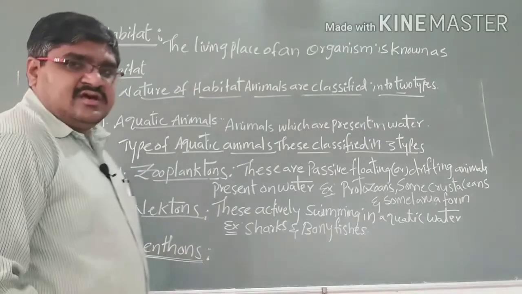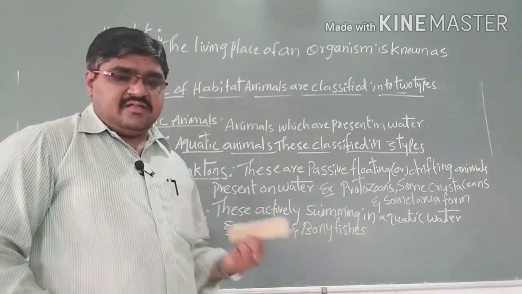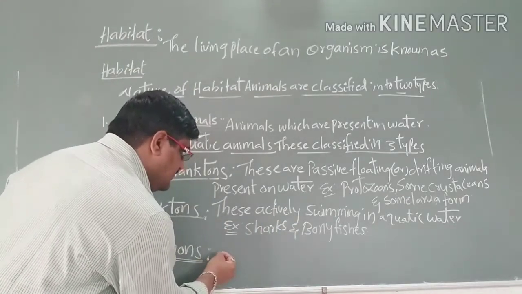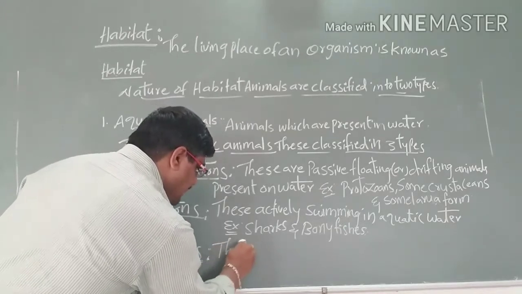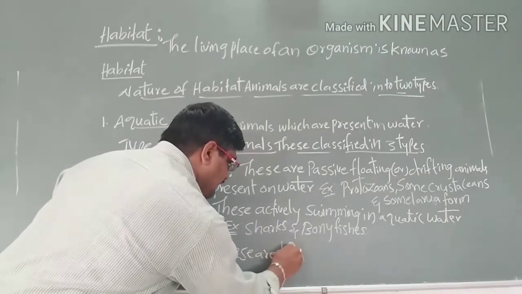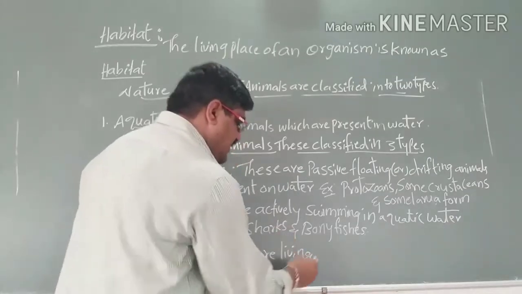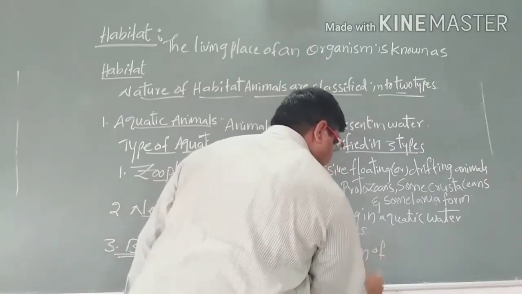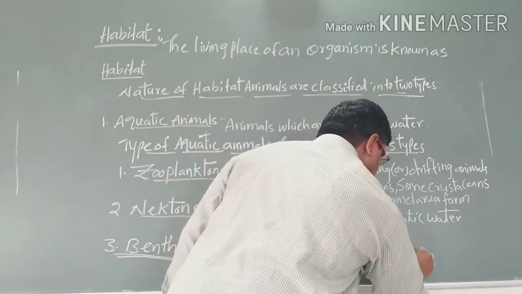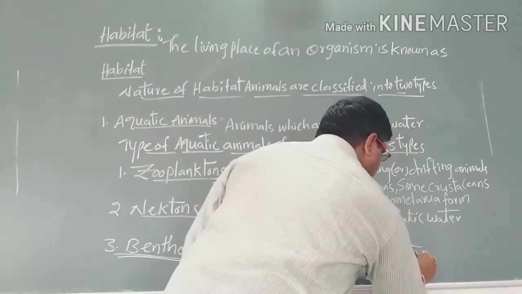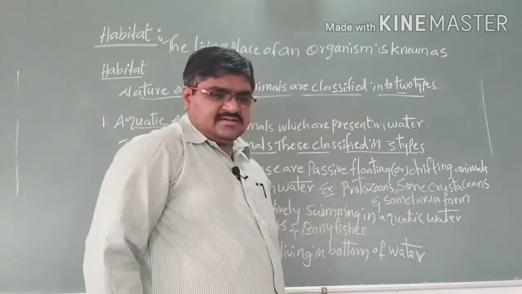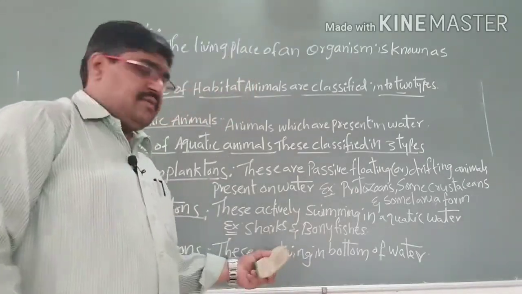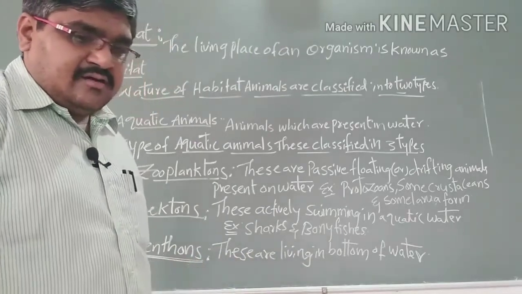And the last one, the benthons. What are benthons? These are the organisms living at the bottom of the water. If they are present at the bottom of the water, then such organisms are called benthons.